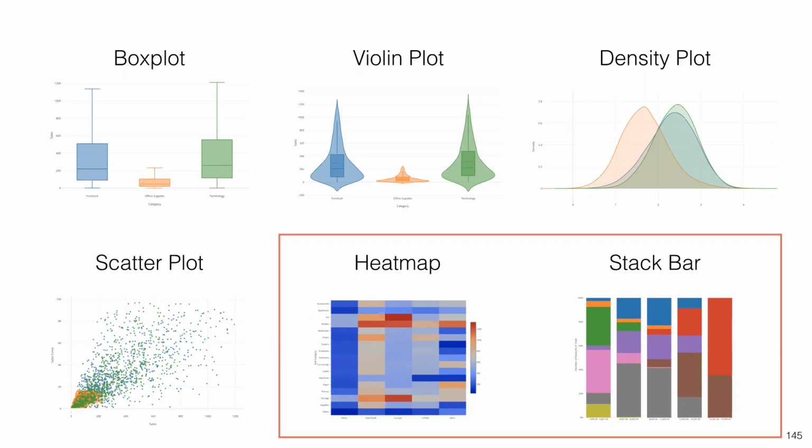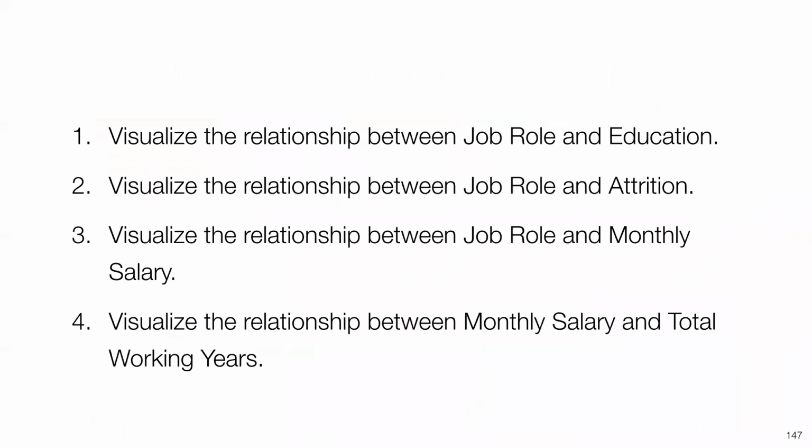Sometimes you can use a bubble chart as well. But I listed stack bar and heat map. And especially I think stack bar to me is very useful because it's a more familiar chart for many people, and it actually does a really good job. So I want to use a stack bar chart here to go through this. So 4 questions. Number 1, job role and education. Number 2, job role and attrition. Number 3, job role and monthly salary. And number 4, monthly salary and total working years.